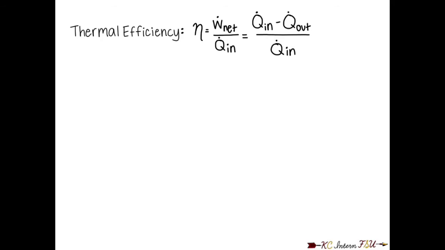Making eta equal to Q dot in minus Q dot out over Q dot in, which simplifies to 1 minus Q dot out over Q dot in. Remember, the first law of thermo for closed systems is Q, heat transfer, is equal to delta U, change in internal energy, plus W, work.